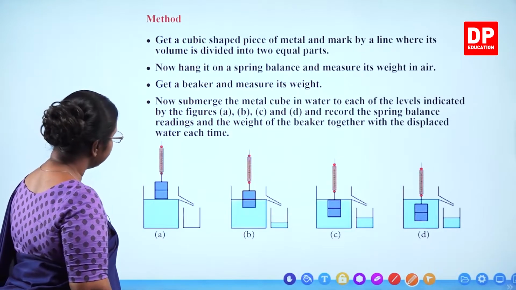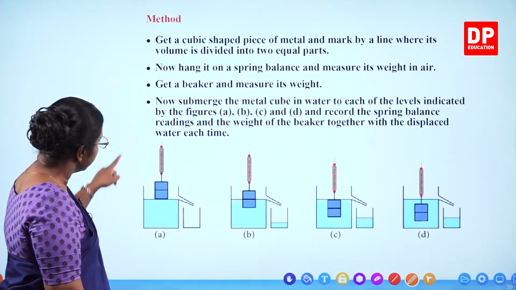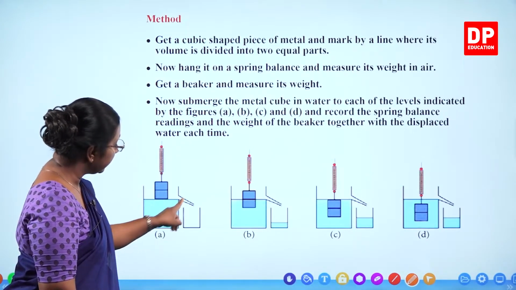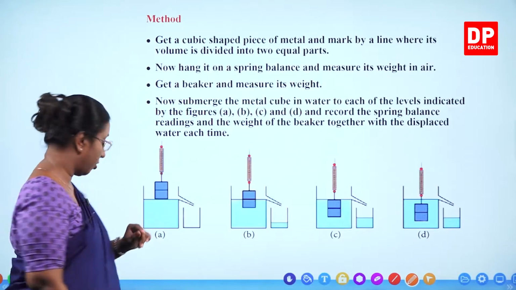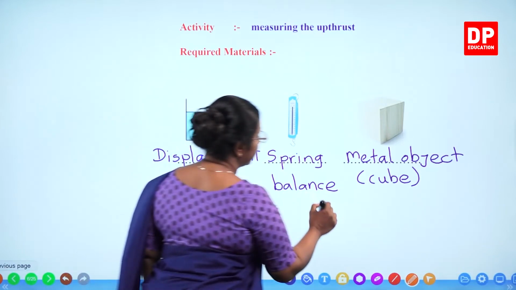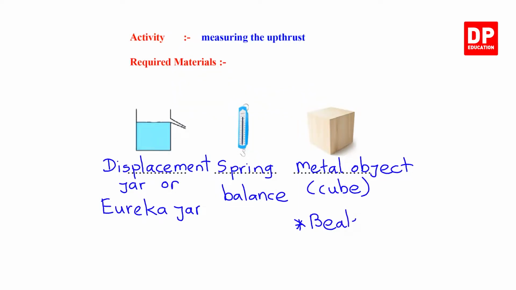This is the method. First I'll explain the diagram, then we'll go and read the method. So here you can see, initially there is the Eureka jar. In addition to that, we need a beaker also. So I will include that with the materials. In addition to this, we need a beaker, as well as we need an electronic balance.